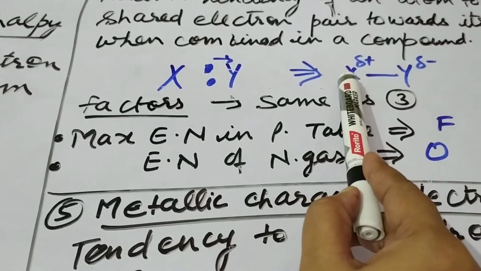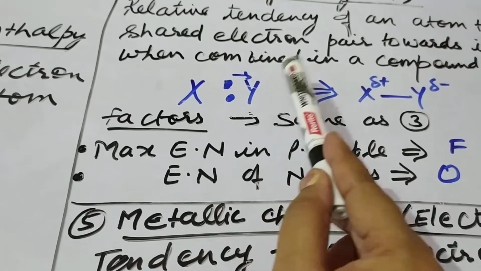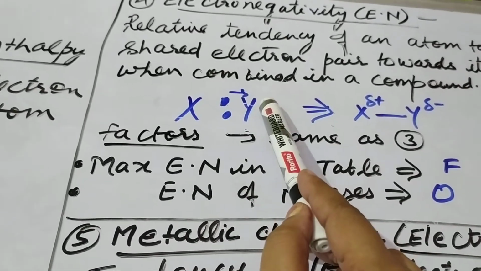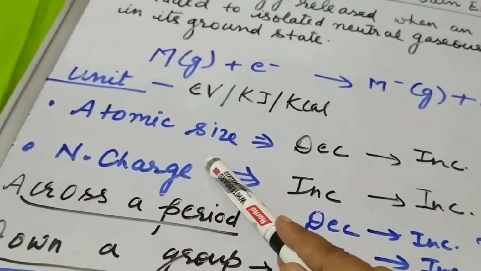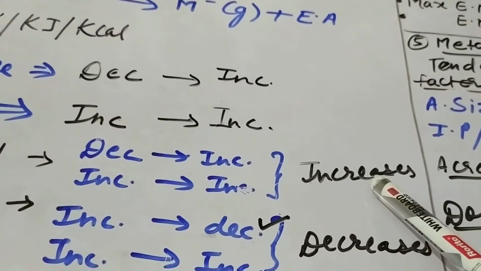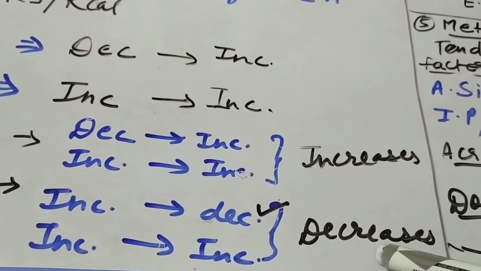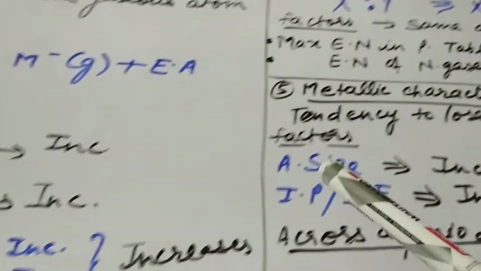So Y will pull the shared electron pair toward itself and acquire a partial negative charge, and X will acquire a partial positive charge. So this is just a tendency, not a measurable quantity, and therefore there are no units of electronegativity. It depends on the same factors that we dealt with in electron affinity, that is atomic size and nuclear charge, and the same explanation applies. So across a period electronegativity will also increase, and electronegativity will decrease down a group.